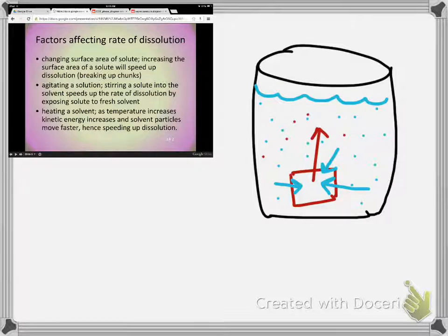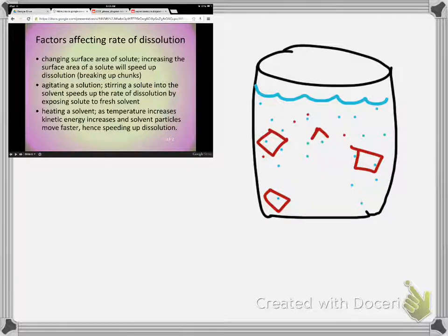If you break this chunk up into smaller chunks, you are now increasing the number of particles of that solid that the water can possibly come in contact with. And again, you're increasing the rate of collision. That's what this is all about, is increasing the rate of collision. So anything you can do basically to increase the rate of collision, because it's all down to kinetic molecular theory.